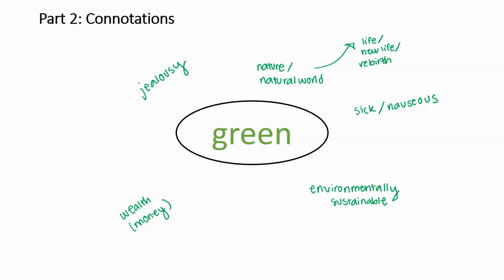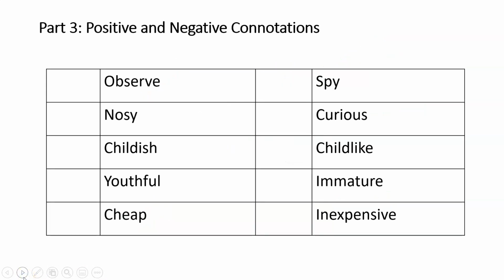When we see the word green in a sentence, it's not going to have all of these connotations at the same time. That would be really difficult to understand. But we can try to understand from the context of the sentence. If the author is using the word green for a particular connotation, we can try to identify what that might be.